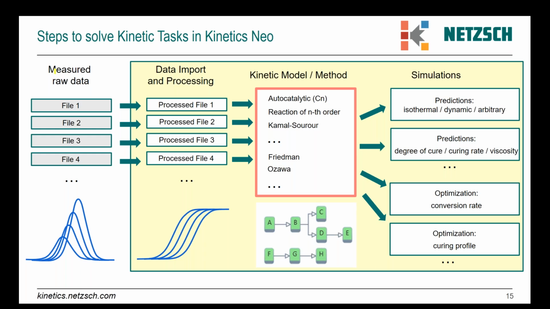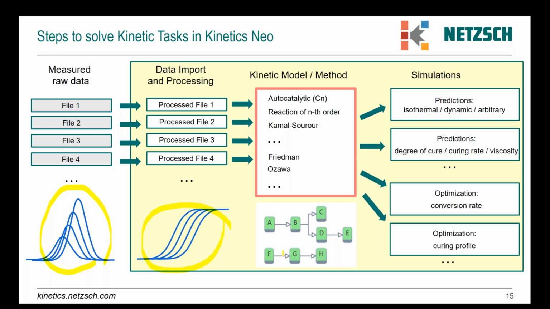Firstly, we have a measurement of raw data, for example DSC or TG or dilatometry or rheometry, it doesn't matter. Then we put this data in our Kinetics Neo software and recalculate all this data to degree of conversion. We subtract the baseline and have degree of conversion. Now we have several curves, and these curves have different shapes depending on time and temperature.